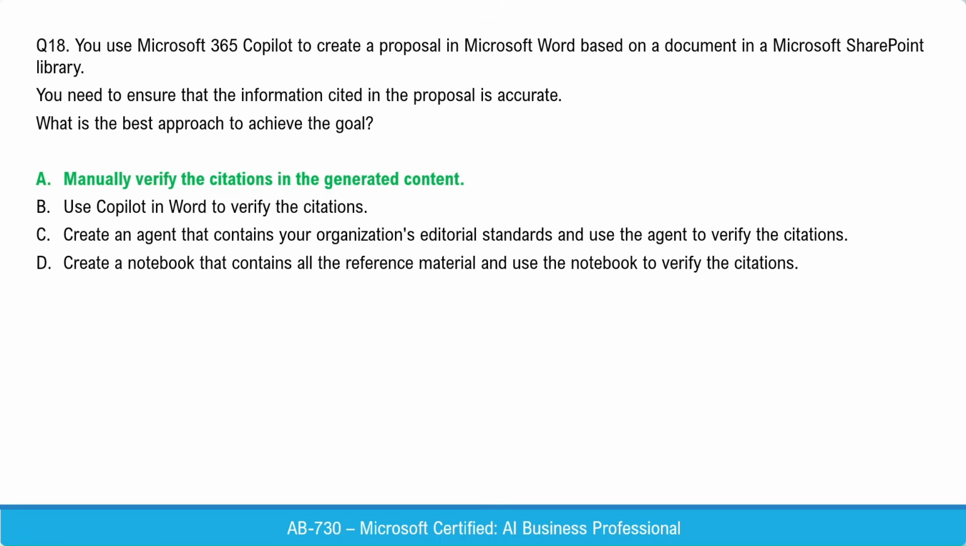Now let's eliminate the other options. Option B suggests using Copilot itself to verify citations. This is not reliable because Copilot cannot fully validate its own output. Option C talks about creating an agent with editorial standards that helps with tone and formatting, not factual accuracy. Option D suggests using a notebook with reference material that helps with organization, but it does not validate the correctness. So only manual verification ensures accuracy. Final answer, option A. Key takeaway, Copilot helps you move faster, but accuracy is still your responsibility.